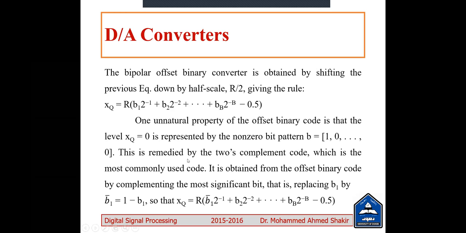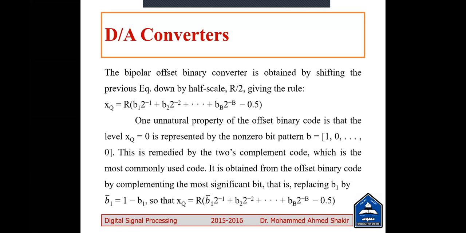This is remedied by two's complement code, which is the most commonly used code. Of course, how are we going to overcome this problem? I mean, when XQ is equal to 0, it will appear like, for example, if we talk about 4 bits, number 8, or if we're talking about 3 bits, it will be number 4. Really, we have 0. So how are we going to overcome this problem?